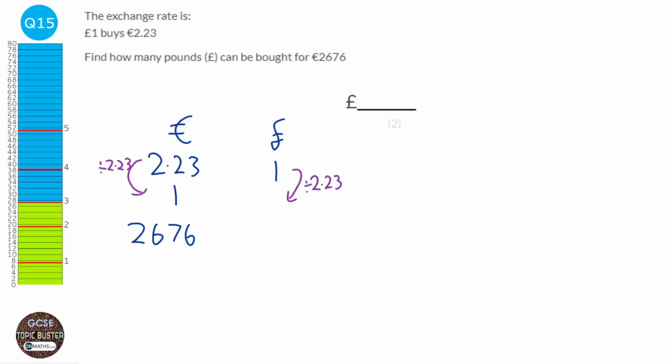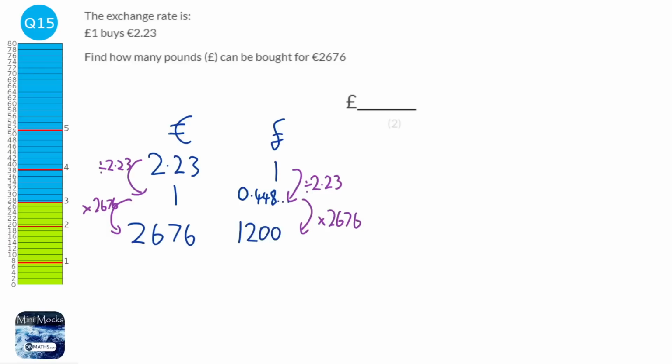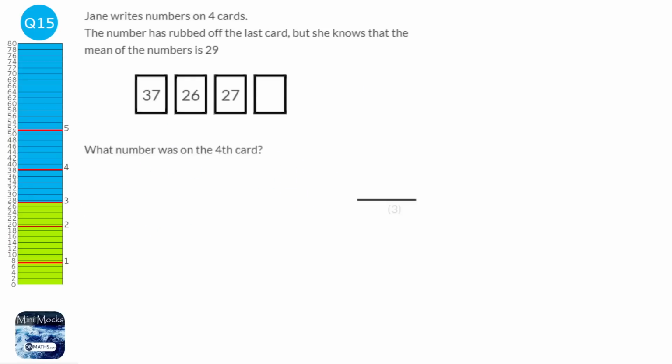And when we do that, we get 0.448... And then to get from 1 to 2,676, we go times by 2,676 on both sides. And when we do that, we get £1,200. So 2,676 euros is £1,200.